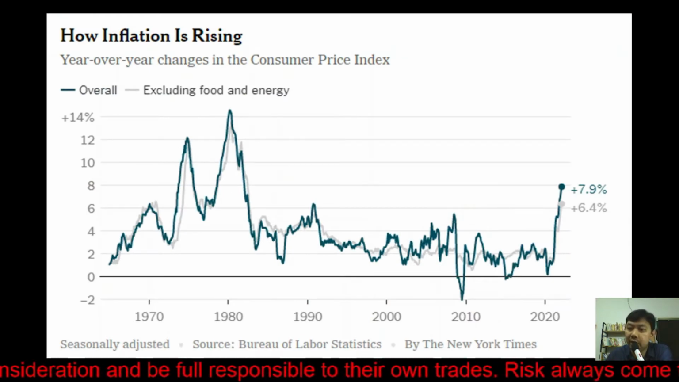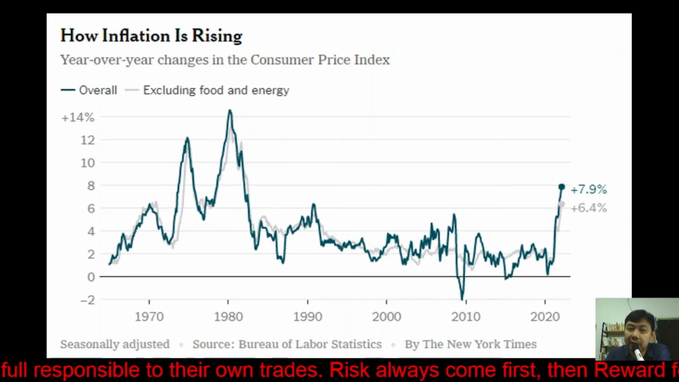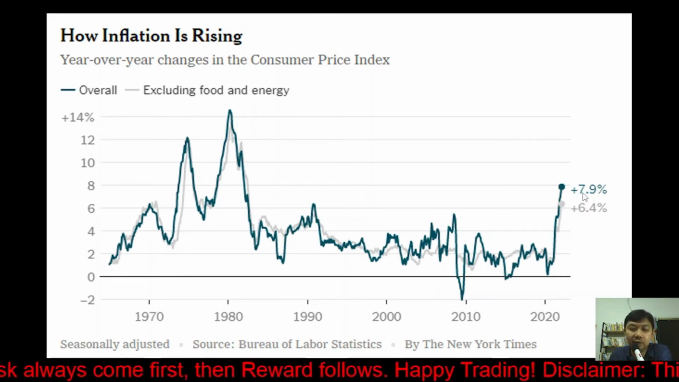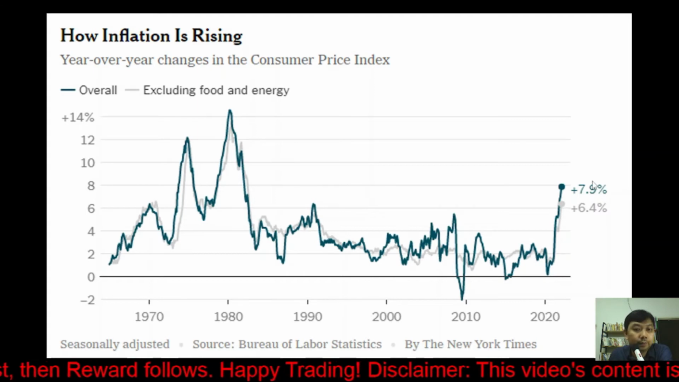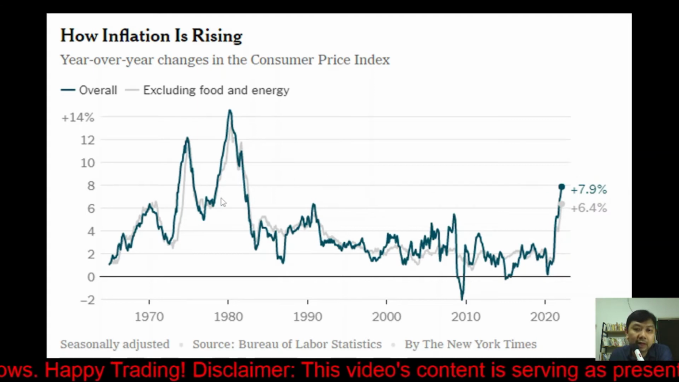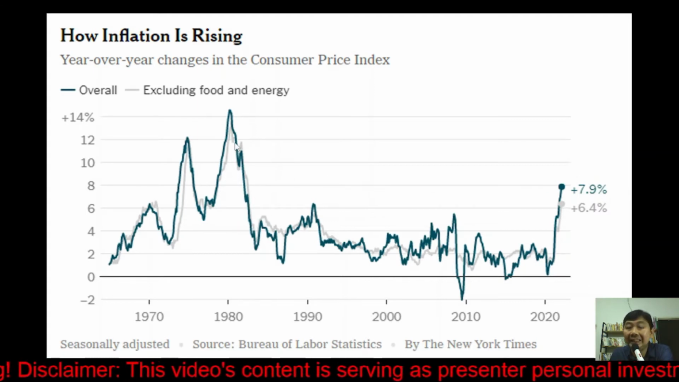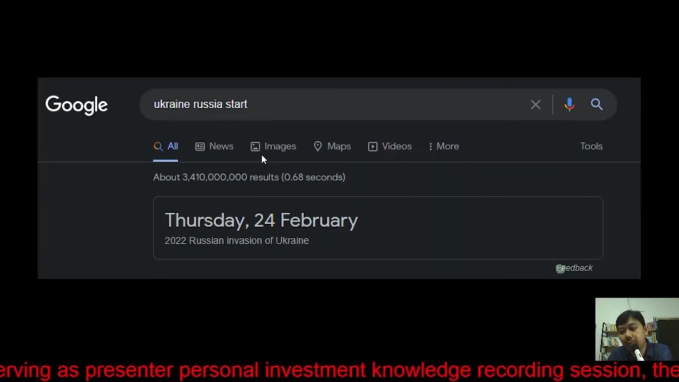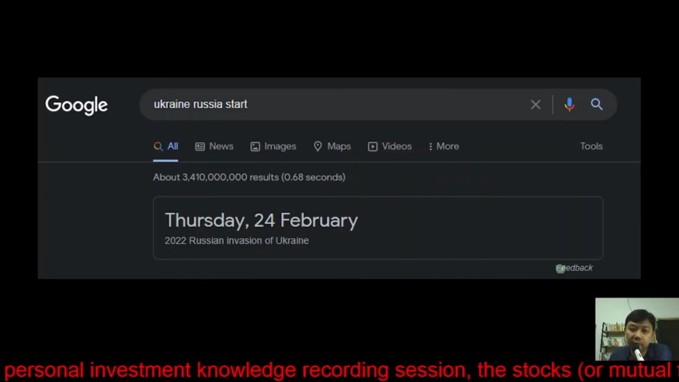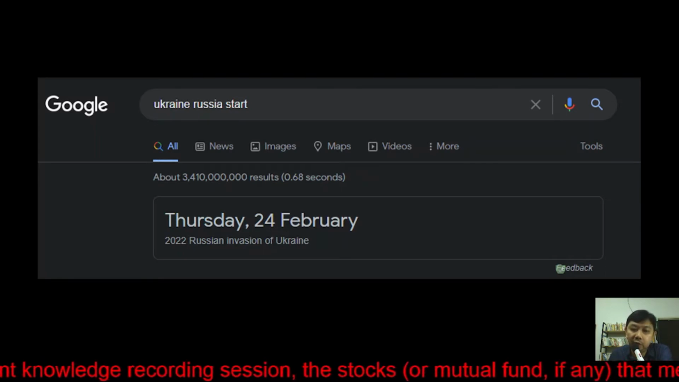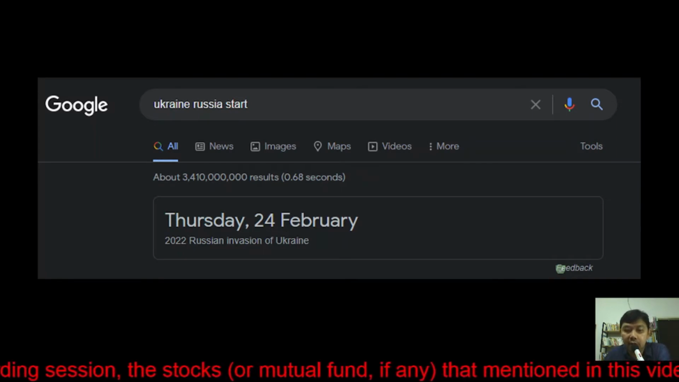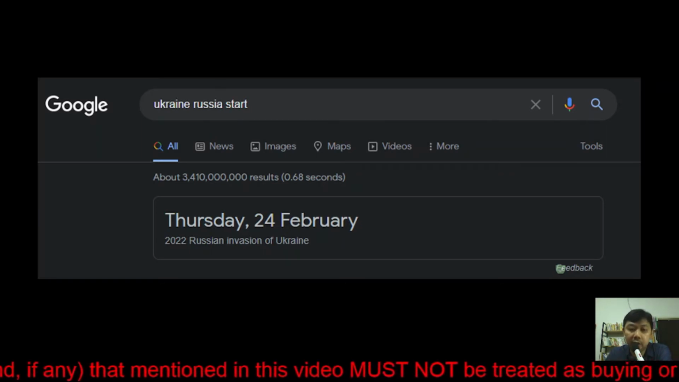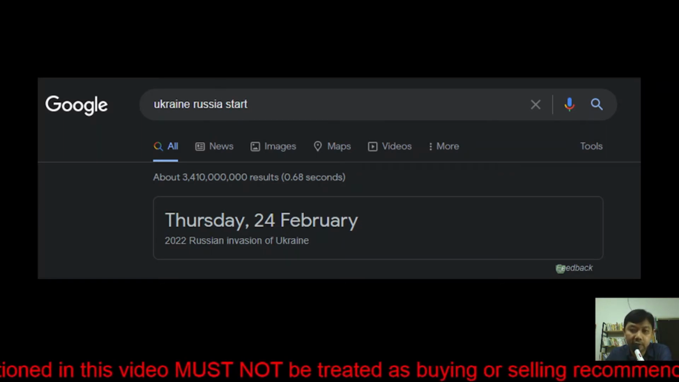This one is the inflation chart for the US. So we can see that it is 7.9% currently in February. In the past 40 years, the highest was somewhere around the 1980s, somewhere right there. So what happened recently, on February 24th, was the Russian invasion of Ukraine. We can see that at the end of February, Russia went into Ukraine.